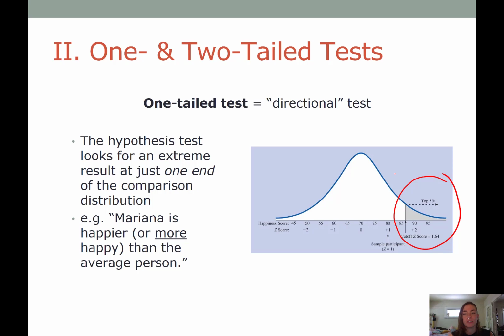And this visual here corresponds to an example hypothesis that could be, I think Mariana is happier or more happy than the average person. So if the average happiness score is 70, and I think Mariana is significantly happier, then I think she has a higher happiness score specifically, right? So I'm only going to look in the upper tail of this distribution. And because I'm only looking in the upper tail for a score that's specifically higher than average, we call this a one-tail or directional test.